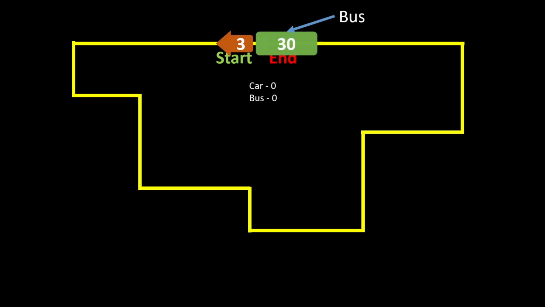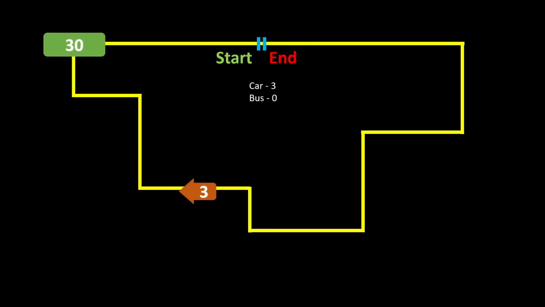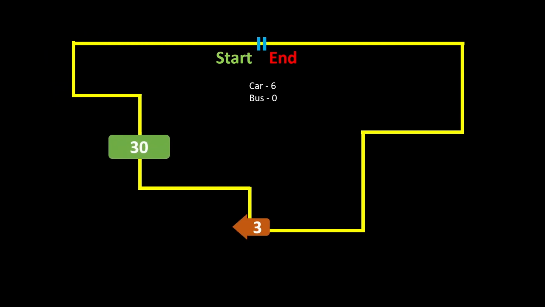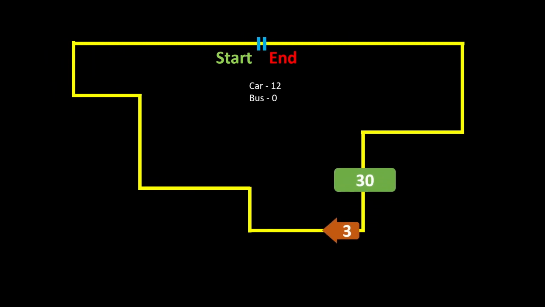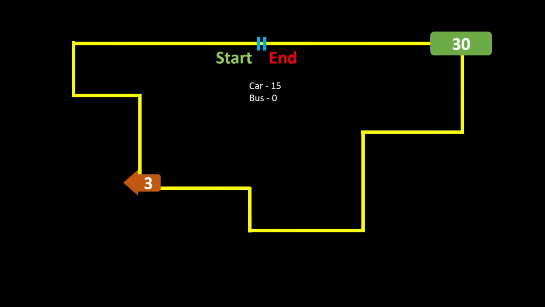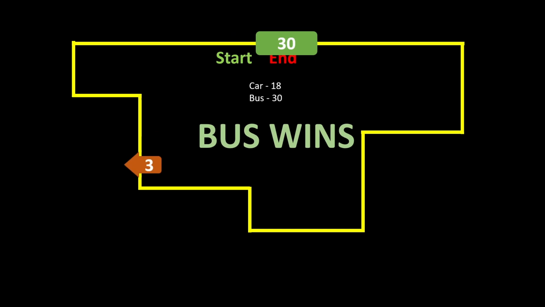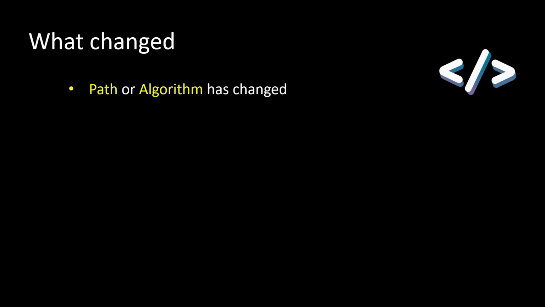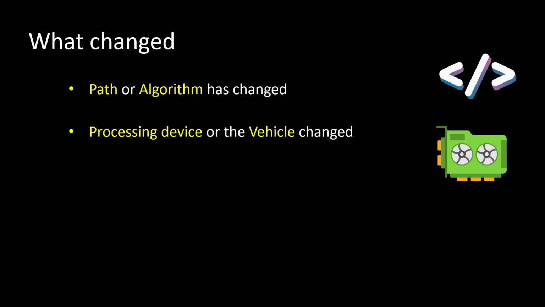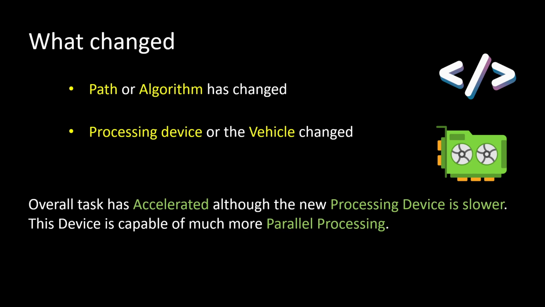Now what happened? The bus is slower than the car, right? But the bus can carry 30 people at the same time. So even though the bus is slower, his one tour with the bus will cover 10 times the tourists of a tour with the car. His path may have slightly changed, as not all roads allow the bus. Hence, he has a slightly different algorithm now, and instead of using the car, he moved on to a different mode of transportation, which is the bus. So his processing device also changed. So his overall task of giving the tour has accelerated, although the bus is essentially slower than the car.